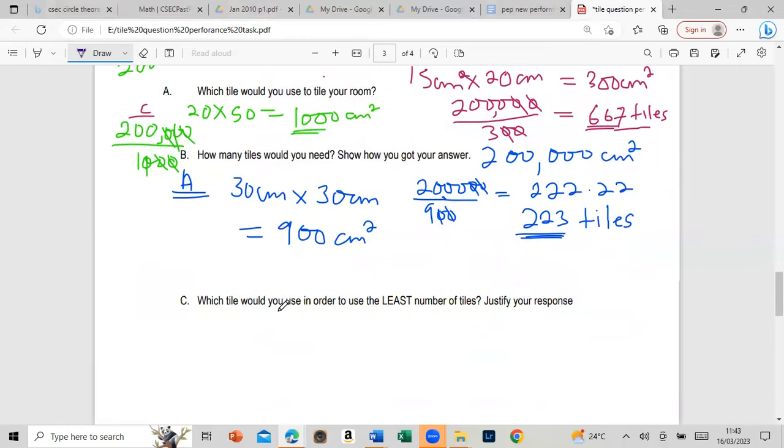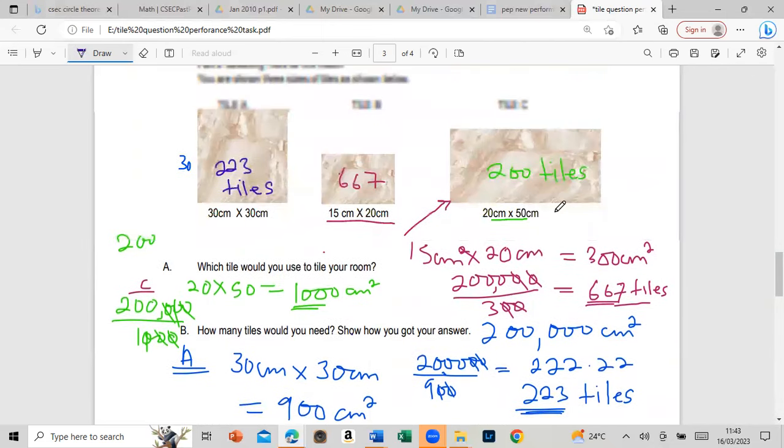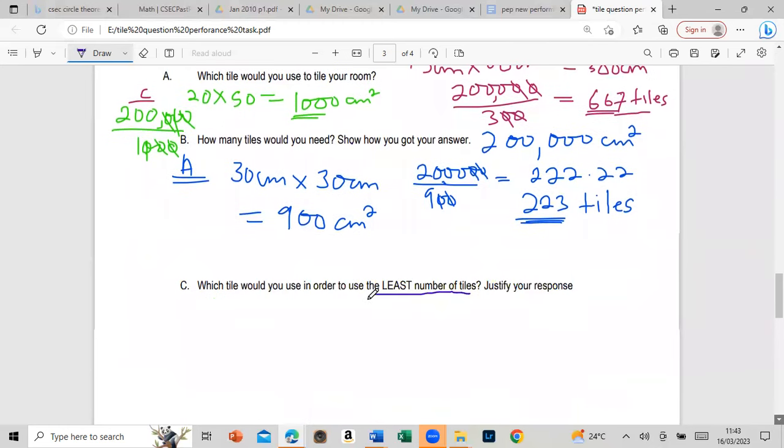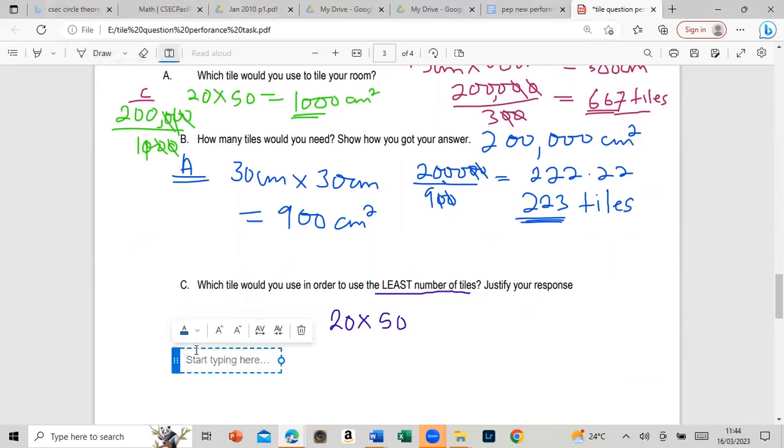Alright, it says, which tile would you use in order to use the least number of tiles? Least means the lowest, and that is the biggest tile. I had explained that already. So it's the 20 by 50 centimeters tile, since it takes up a bigger portion of area. And the reason is, since the tile is bigger, it will take up more space. It will take fewer of them to cover the same space.